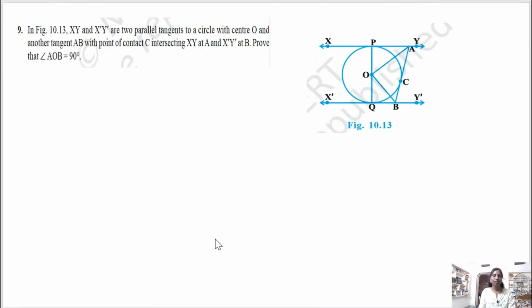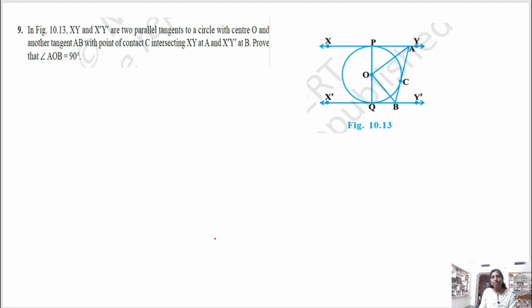So here we have question number 9. Let us read it. In figure 10.13, XY and X'Y' are two parallel tangents to a circle with center O and another tangent AB with point of contact C intersecting XY at A and X'Y' at B. Prove that angle AOB is equal to 90 degrees. तो यहाँ हमें प्रूव करना है एंगल AOB है 90 डिग्री के इक्वल.